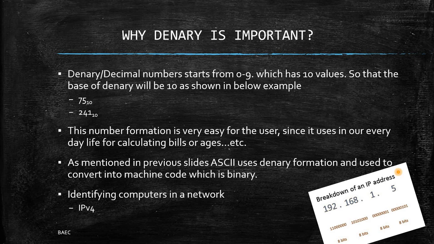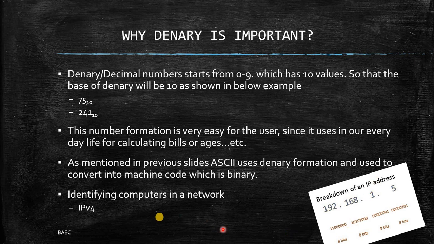Okay. So an IP address uses 4 combinations. Here it shows in the picture. Each denary value will be considered as 8 bits. In the previous slide I have shown 8 bits is also known as 1 byte. So what is the memory size of an IP address? 1 byte, 2 bytes, 3 bytes, 4 bytes, right? So in total the IP address occupies 4 bytes.